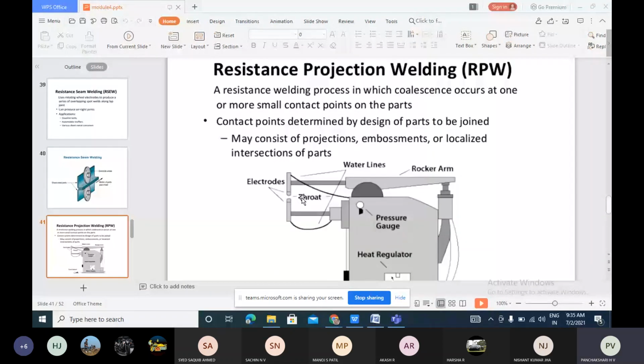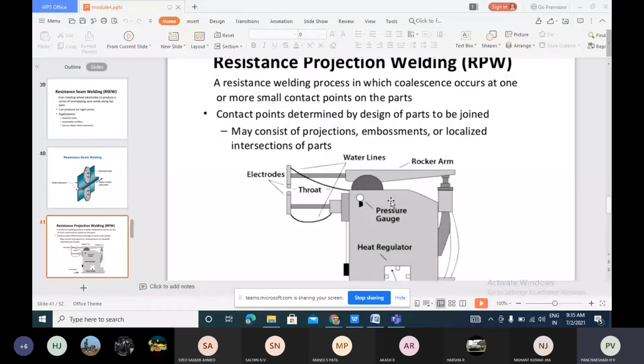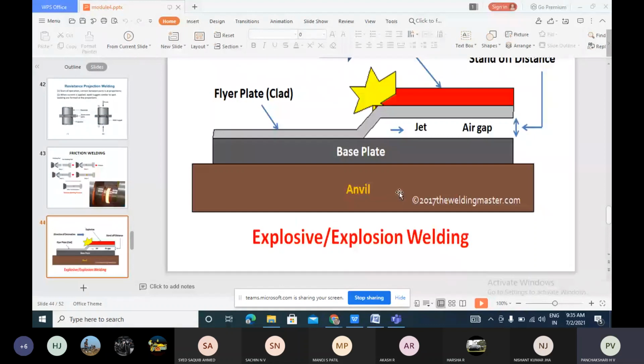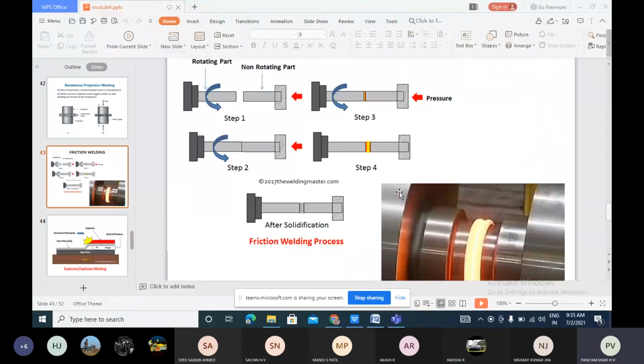Any doubt in these two? No, sir. So now let's go to projection welding. We will see the projection welding steps now. This is the projection welding.